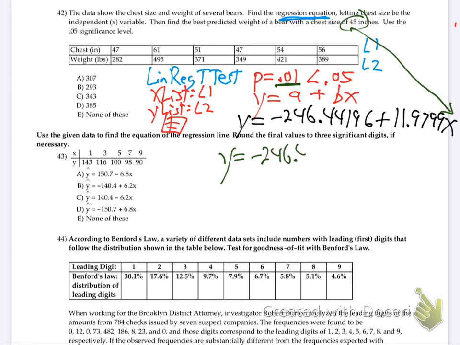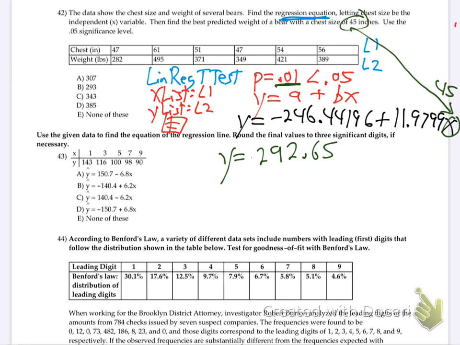Minus 246.44196. So just basically I'm not going to write it all out again. Just plug in right there the 45. Plug in the 45. Hit the buttons on your calculator. See what you get. I'm getting 292.65.